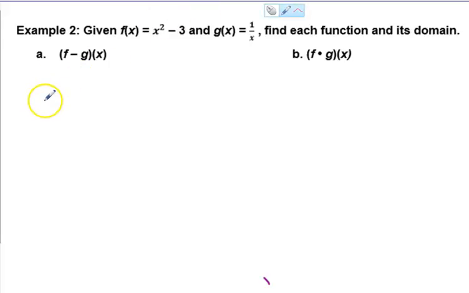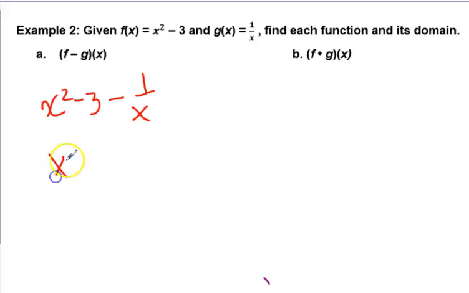f minus g is x squared minus 3 minus 1 over x. I'm not going to simplify that. I'm not going to mess with it. What is the only restriction on the domain? Okay, the denominator can't equal 0. That's it.